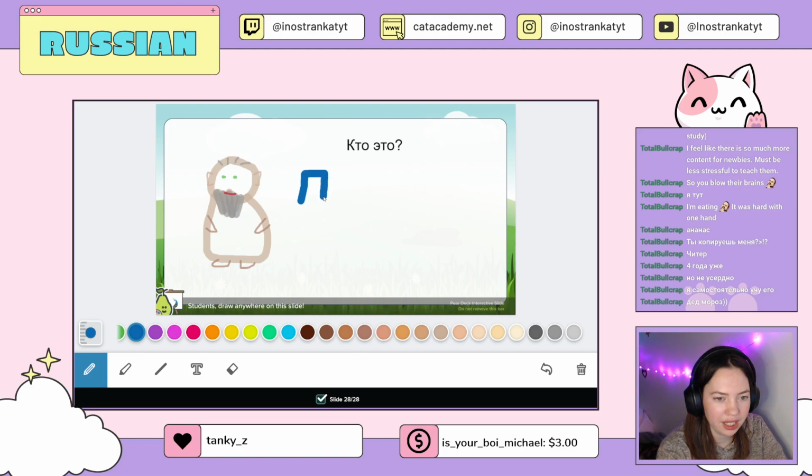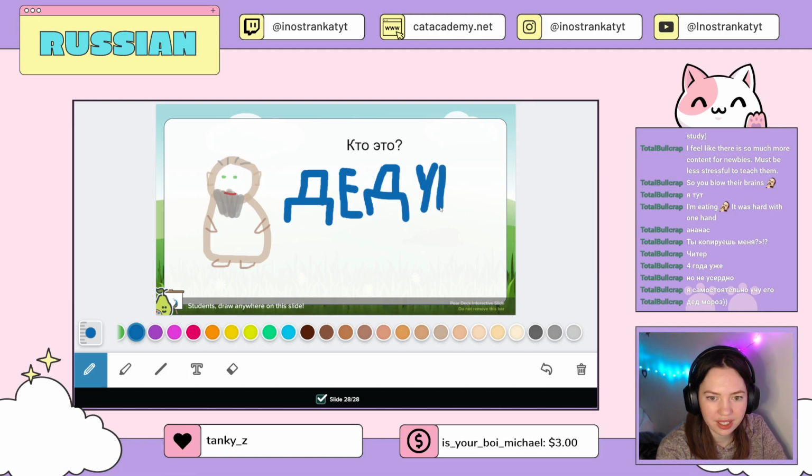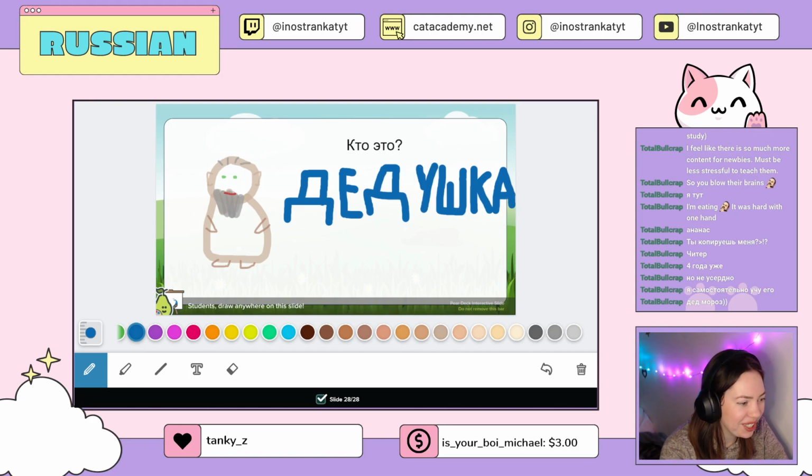I will also write letters so everyone would be able to see how we are writing letters. Correct. Правильно. Д, Е, another Д, У. Oops. Okay, I don't have enough space for my дедушка. Ш, К, А, дедушка. Дедушка. Мой русский ужасный.